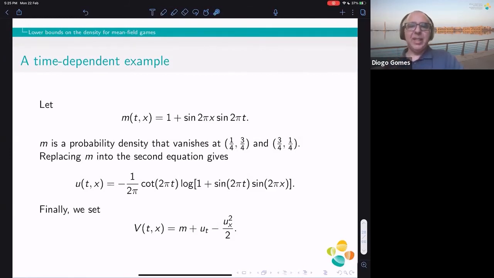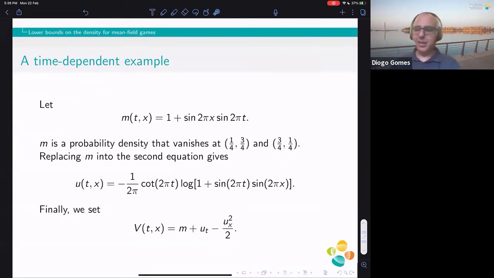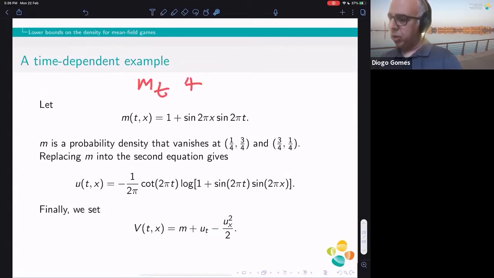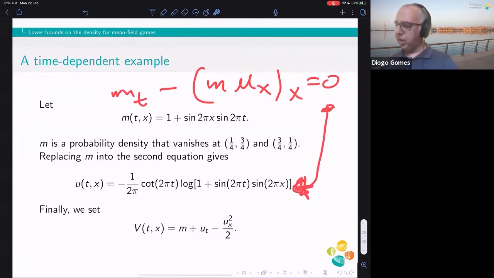And this is a nice way to build examples, because you build the answer and then you figure out the equation. So what we did was the following. We started with an m that vanishes. And of course, by inspection, you can see it's zero. And then we have m_t minus (m u_x)_x equals zero. So if you put m into this equation, you may be able to solve for u, and you need to believe me that this is what you get.